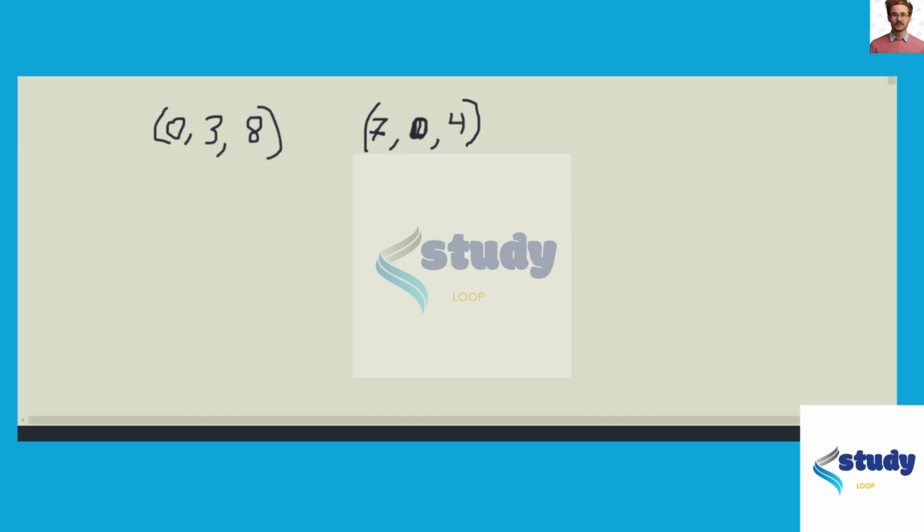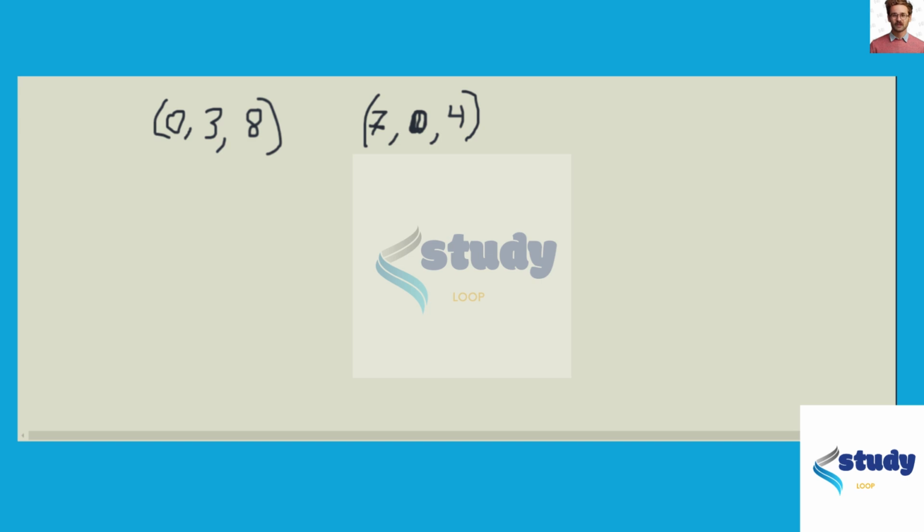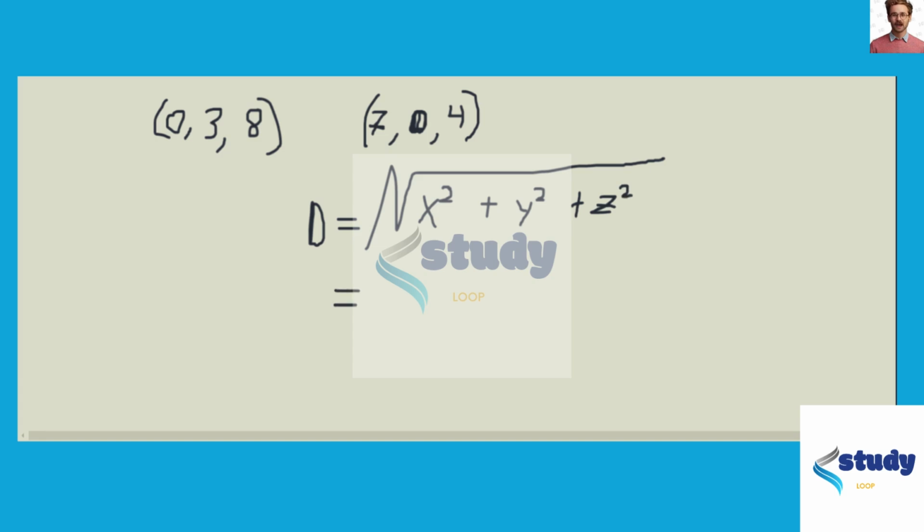Okay, so to find the distance between these, we just use the Pythagorean theorem, just like always. So the distance is equal to the square root of length squared plus width squared plus height squared. But let's make it more clear. Let's say the distance in x squared plus the difference in y squared plus the difference in z squared, right? So let's do that now.